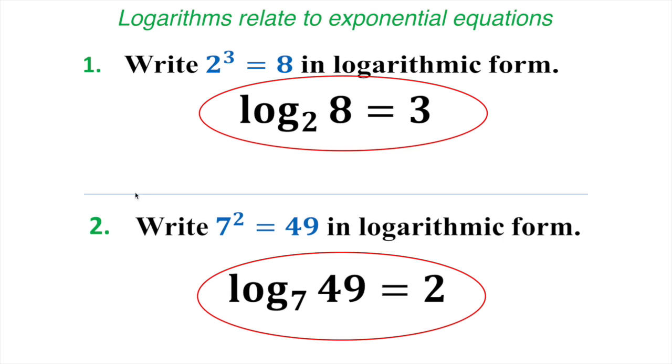There we go. Hopefully you could identify this. The 3 was my exponent. That goes on this side of the equal sign. Same thing with the 2. That was my exponent. Goes on this side of the equal sign. 2 is my base. That goes down here. And 8 fills it in.